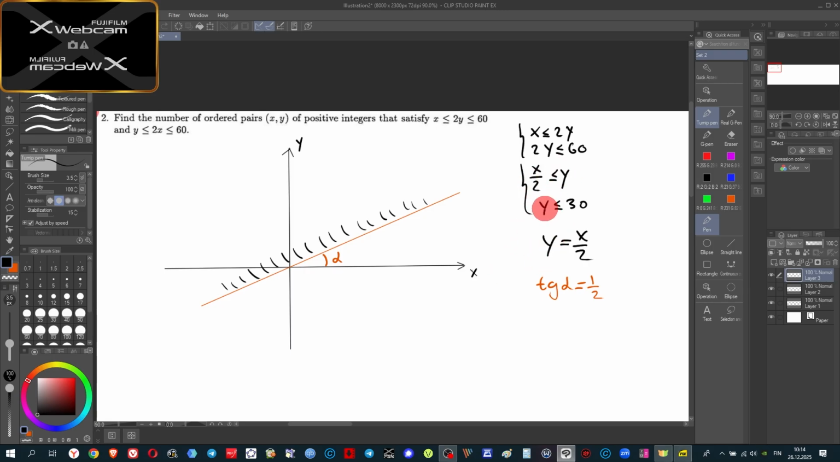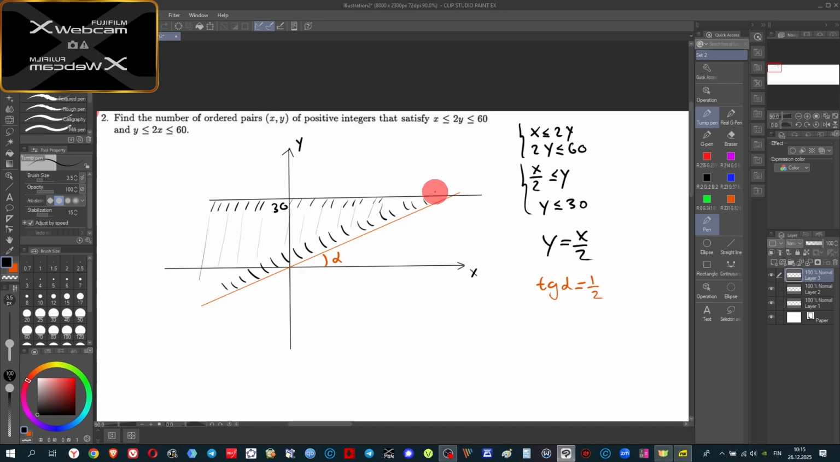Finally, y is less or equal than 30. In this case, we draw the line y equals 30, and we need all the points with y coordinate less or equal than 30. It means that everything below this line will work for us, and the needed region that we are looking for is the intersection of the half plane above this line and the half plane below this black line. Therefore, it is the area that we are looking for.